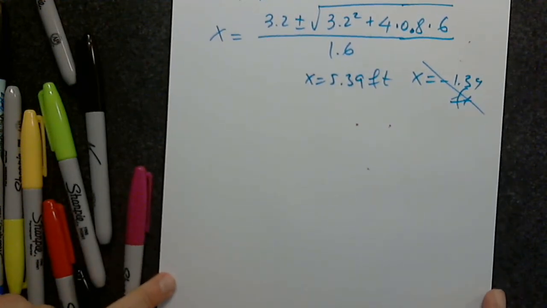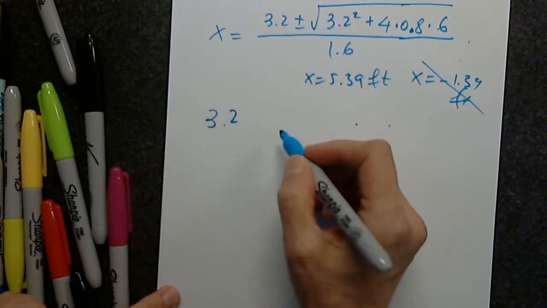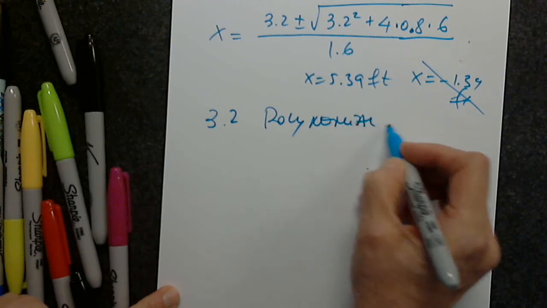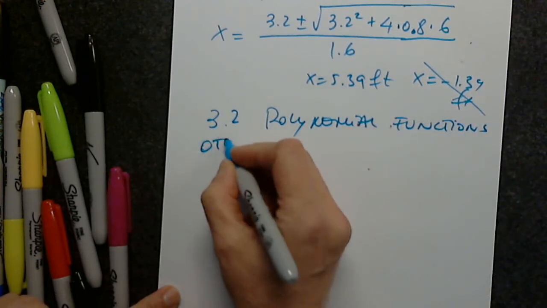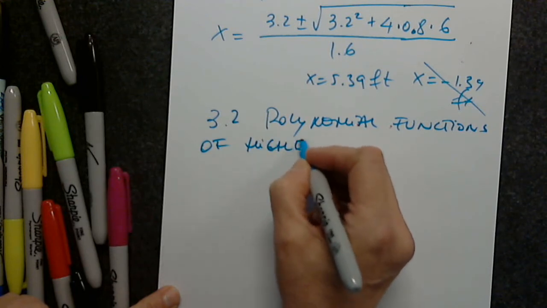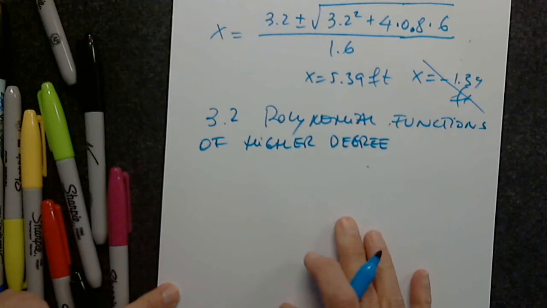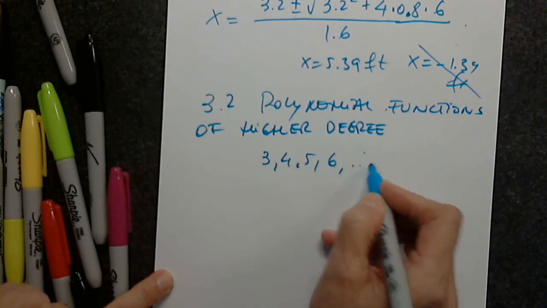Okay. So you can stop me anytime if you remember something. Joseph, any questions? Okay. So let's look at 3.2. Polynomial functions of higher degree. By higher degree, we mean degree 3, 4, 5, 6, and so on and so forth.